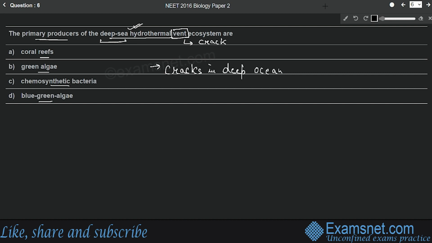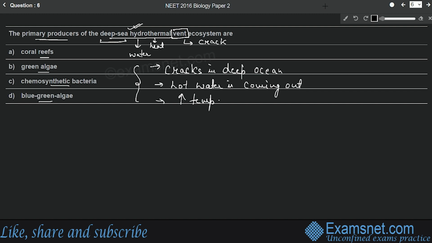Now hydrothermal. So hydro is related to water and thermal is related to heat, right? So what happens at these locations, hot water is coming out of the cracks, okay? Hot water is coming out. So due to that, the temperature is very high here, okay? So high temperature is there. So this is about the deep sea hydrothermal vent.